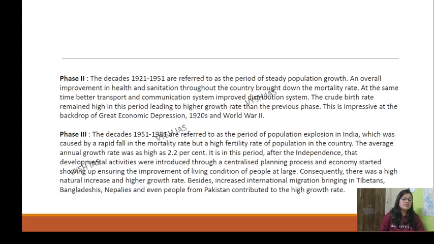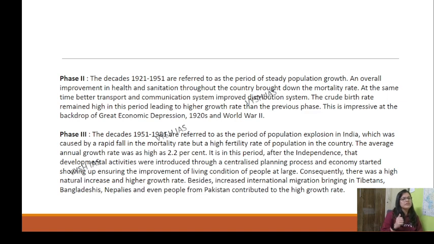So better transport and communication improved the distribution system. Food distribution got improved due to transportation and communication. The crude birth rate remained high. Birth rate was high, but the fall in death rate led to a higher growth rate than the previous phase. This was in the backdrop of the Great Economic Depression of the 1920s.